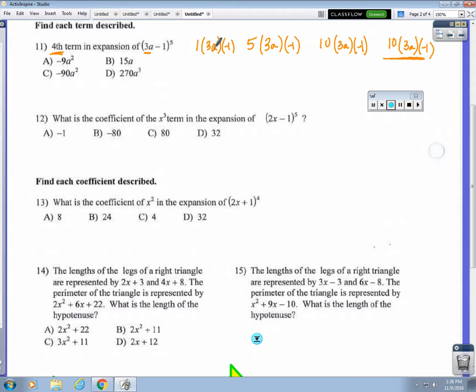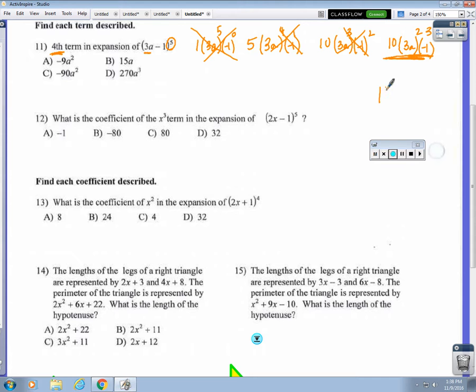3a starts out to the fifth power. Since it was first, it gets to start out to the fifth power and then it descends. And then the negative 1 will do the opposite. 0, 1, 2, 3. And why is it they have to do that? Because within each term, the exponents will add up to your exponent from the question. Like 5 plus 0 is 5, 4 plus 1 is 5, 3 plus 2 is 5, and so on. But remember, we only care about the fourth term. So now that we know every part of the fourth term, we can simplify it. We don't really need to worry about these anymore.